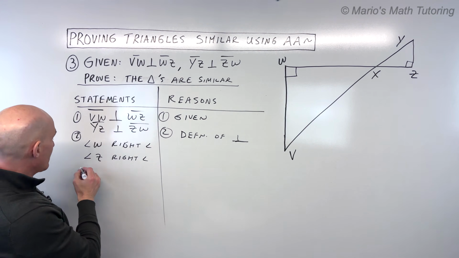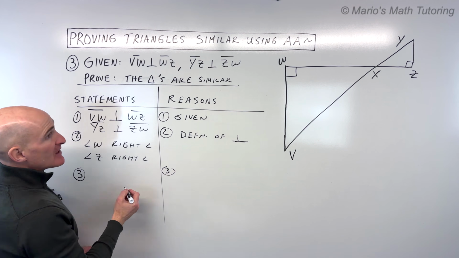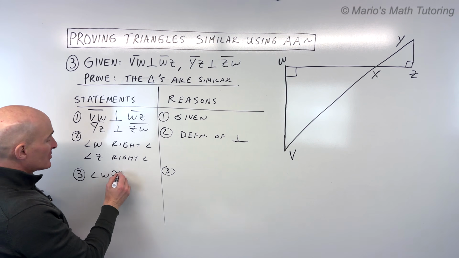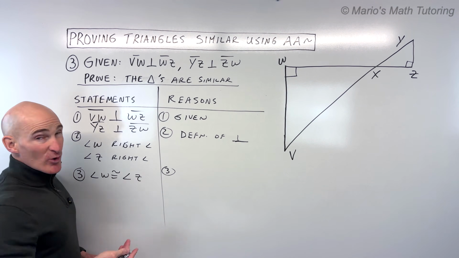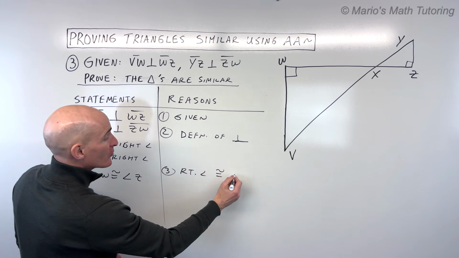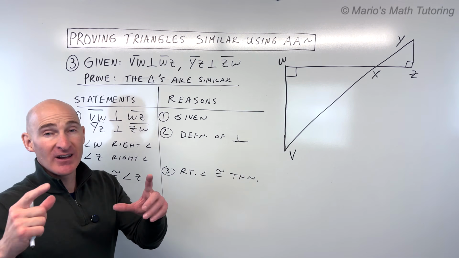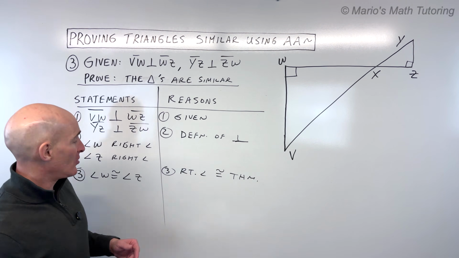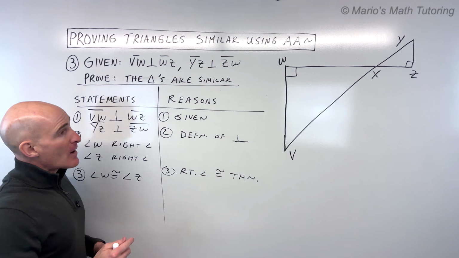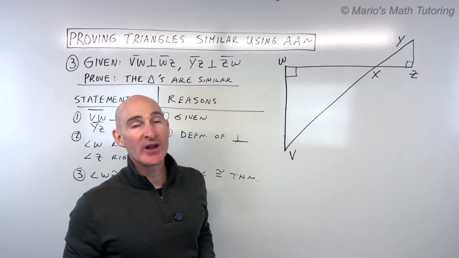Now we want to take it one step further. We want to say, okay, if they're both right angles, that means that angle W is congruent to angle Z. What's that called? That's called the right angle congruence theorem. Again, I'm just abbreviating. It means if you have 2 right angles, they're going to be congruent to each other. But remember, to prove these triangles similar, we need to show 2 angles in one triangle are congruent to 2 angles in the other triangle.